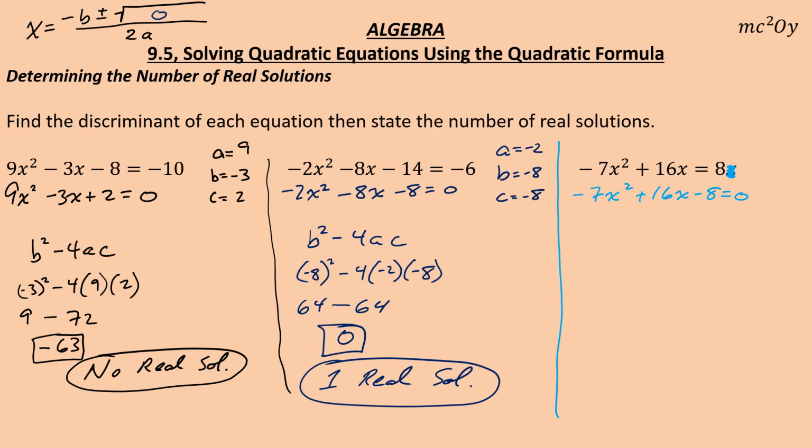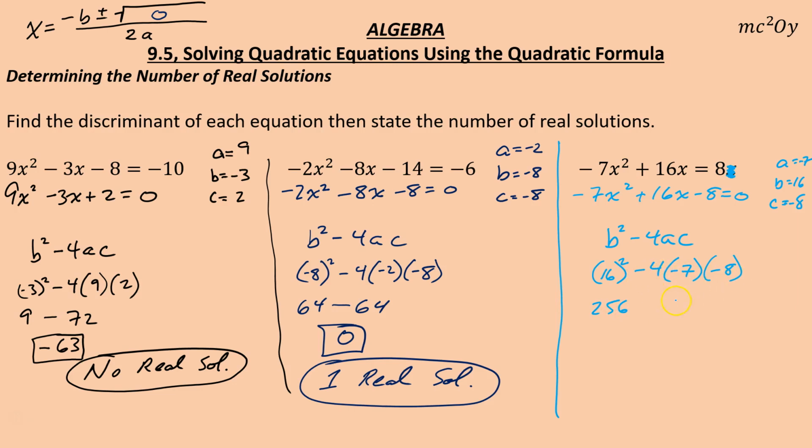Okay? And so what happens here is our a is negative 7, our b is 16, and our c is negative 8. So if we do b squared minus 4ac, we get b squared is 16 squared, minus 4 times a, which is negative 7, times c, which is negative 8. Well, that's 16 times 16, or 256.